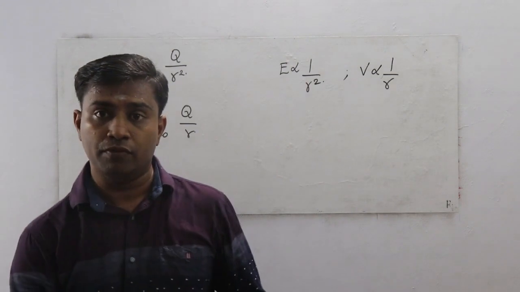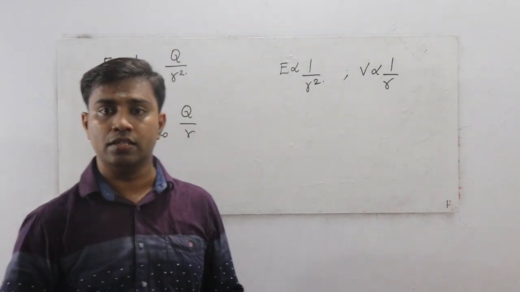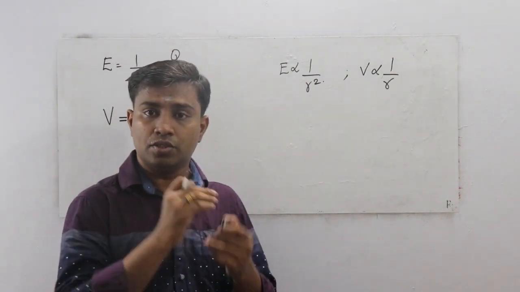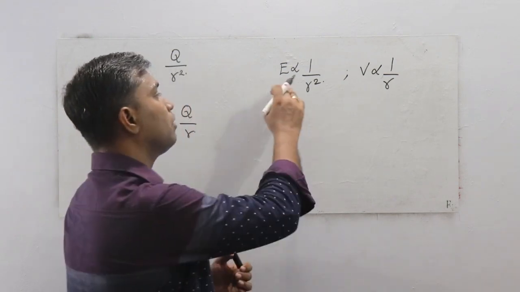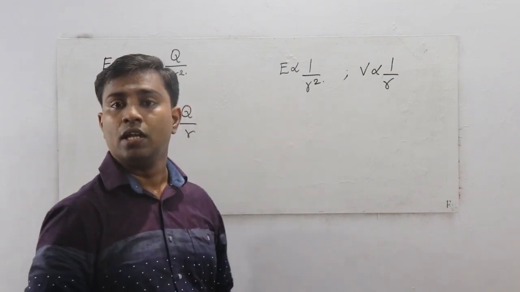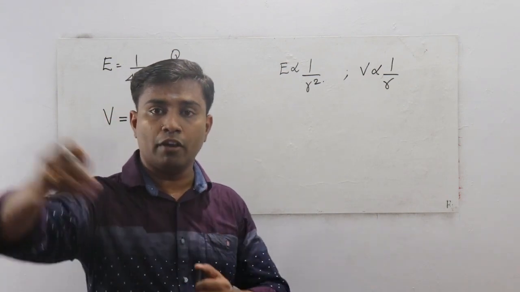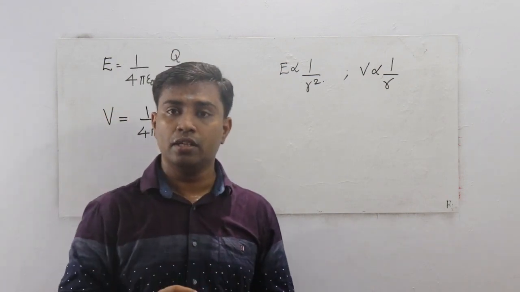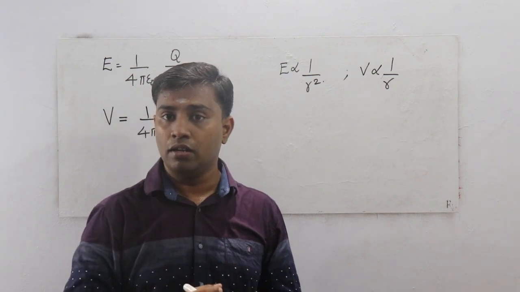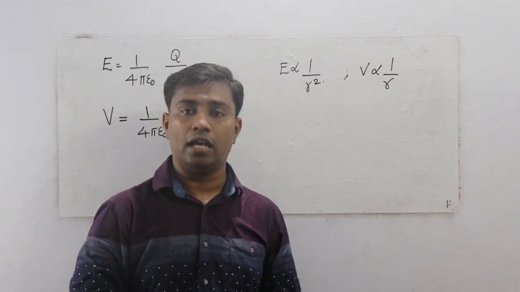That means if the distance from the charge increases, the electric field falls faster than the potential. If the point P is moved away from the charge, the electric field will fall faster than the potential.